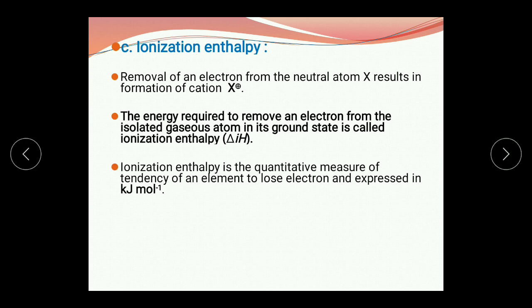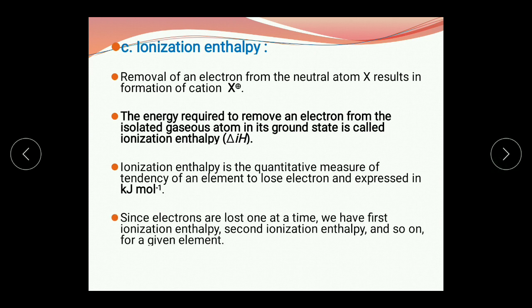It is actually a quantitative measure, and it is expressed in kilojoule per mole. Quantitatively, we can measure it, and the unit for it is kilojoule per mole. Since electrons are lost one at a time, suppose Ca forms Ca 2+, calcium, by removal of 2 electrons. But 2 electrons are not removed at a time. Every time a single electron is removed. So, electrons are lost one at a time. Hence, when the first electron is removed, it is called the first ionization enthalpy.